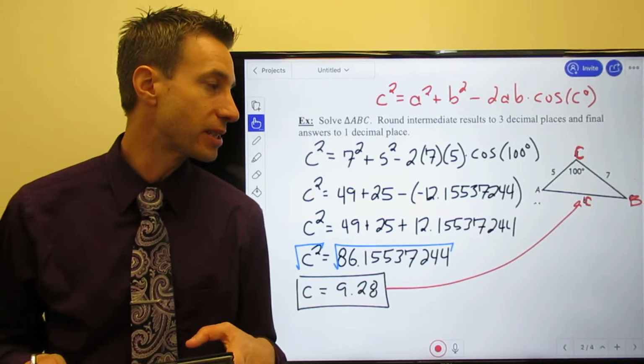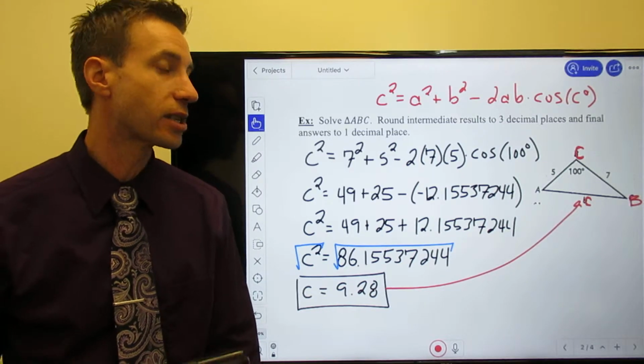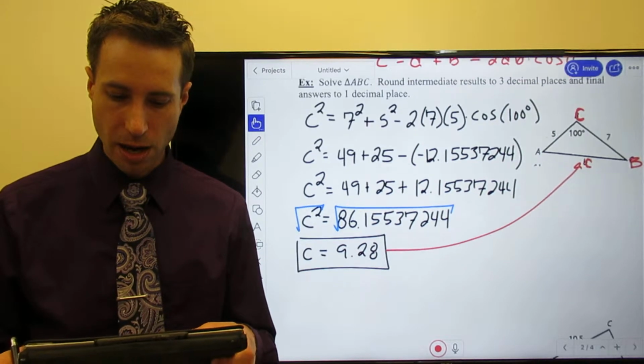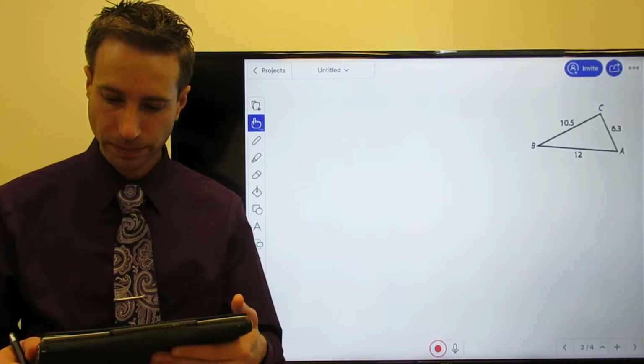Okay guys, that was really pretty simple. That's the way the law of cosines works. So let's go ahead and do another one. Here we go.